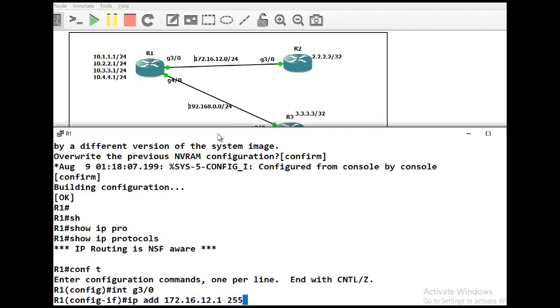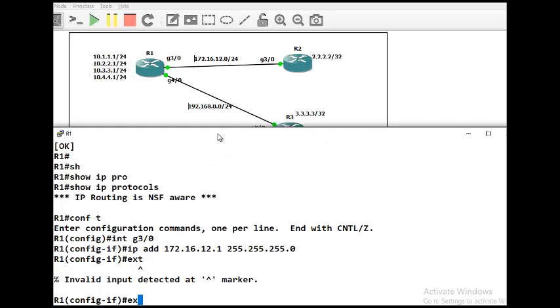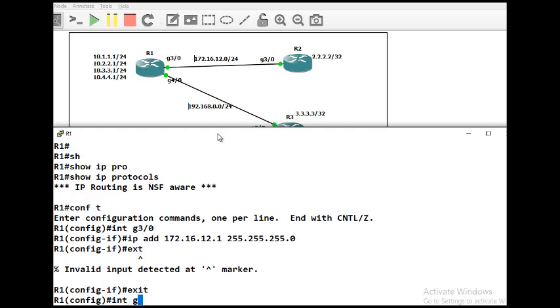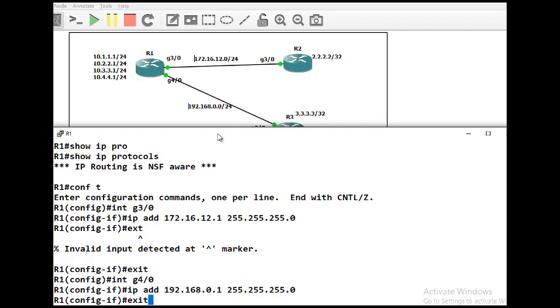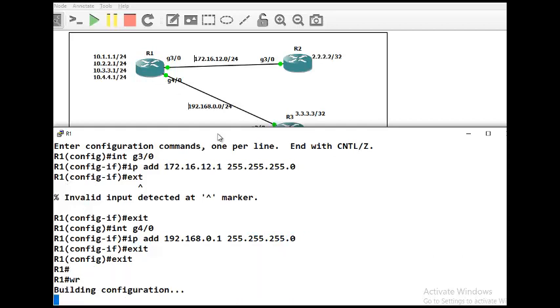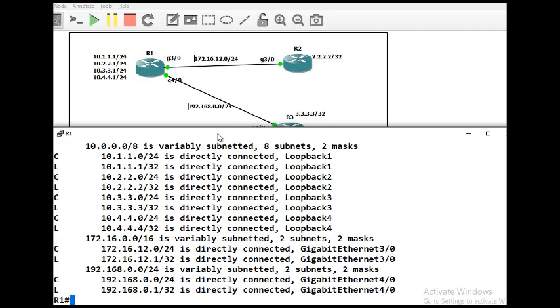And on the interface G3/0, I would like to change the IP address to 172.16.12.1. Next, on the interface G4/0, I would like to make this an IP of 192.168.0.1, 255.255.255.0. Verify. Show IP route. As of now, I don't have anything from outside. I just got the connected.